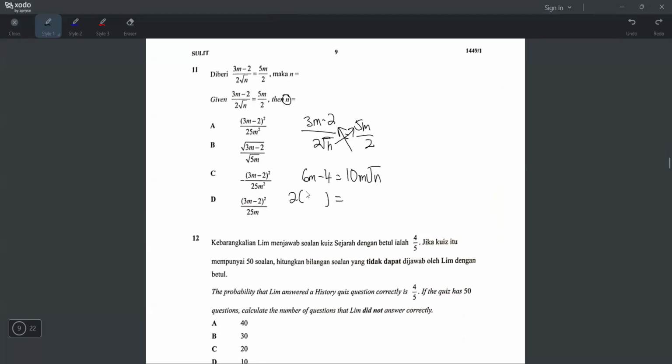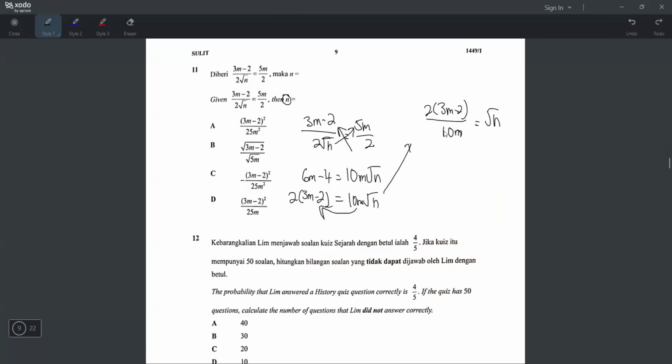Because when I factorize 2, because 6 and 4 both can divide by 2, right? So you become 2(3m minus 2) like this. Okay, because 6m divided by 2 is 3m, 4 divided by 2 is 2. And then here is 10m square root n. And then only I move the 2 over there. So it becomes 2 bracket 3m minus 2 over 10m, and then the other side is square root n. You understand what I write, right?